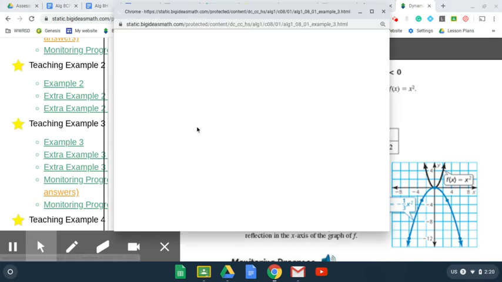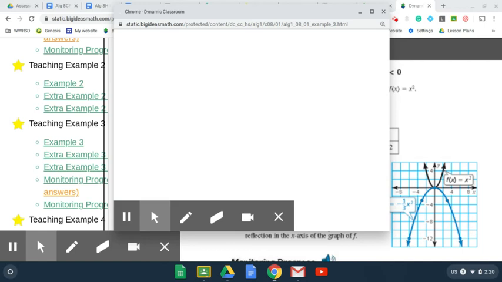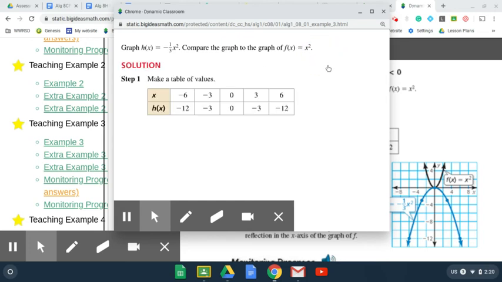We're going to graph the function h of x equals negative 1/3 x squared, and then we're going to compare the graph to our parent function x squared. So our first step is we're going to make a table of values. This time in their table of values, they went by threes. And the reason that they went by threes is because of this 1/3 right here. If it wasn't a fraction, then I would go by ones.